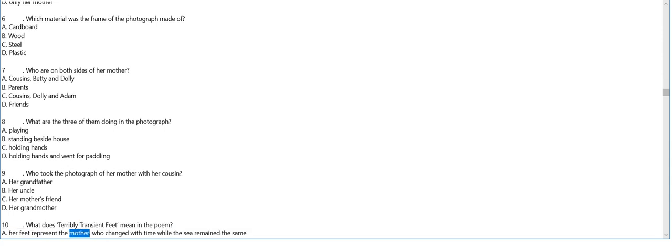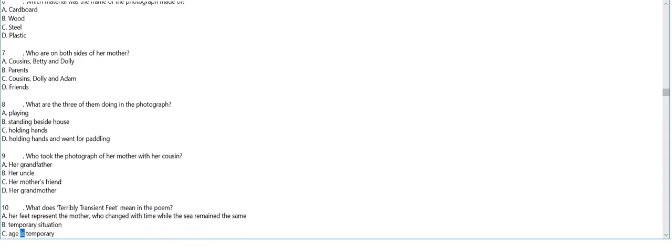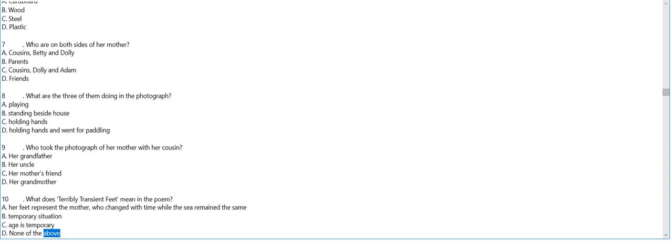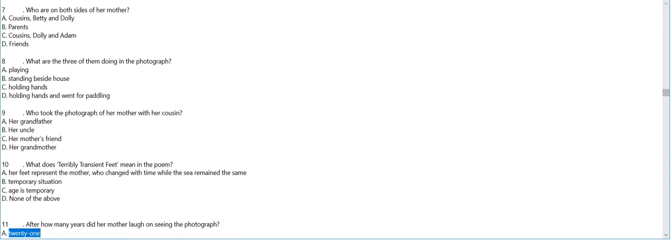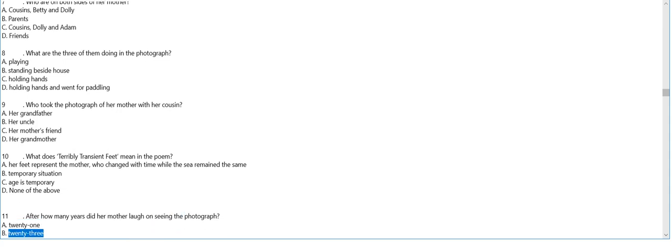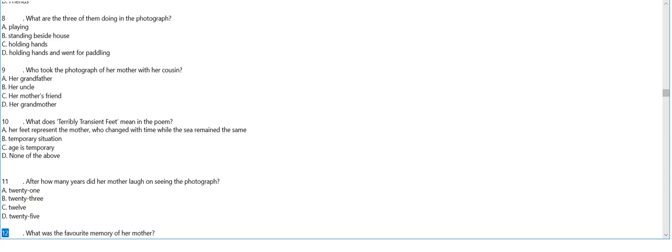10. What does terribly transient feet mean in the poem? A. Her feet represent the mother, who changed with time while the sea remained the same. B. Temporary situation. C. Age is temporary. D. None of the above. 11. After how many years did her mother laugh on seeing the photograph? A. 21. B. 23. C. 12. D. 25.